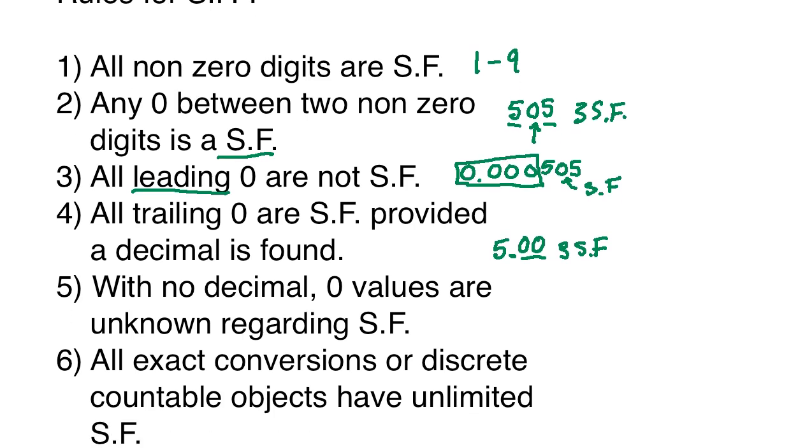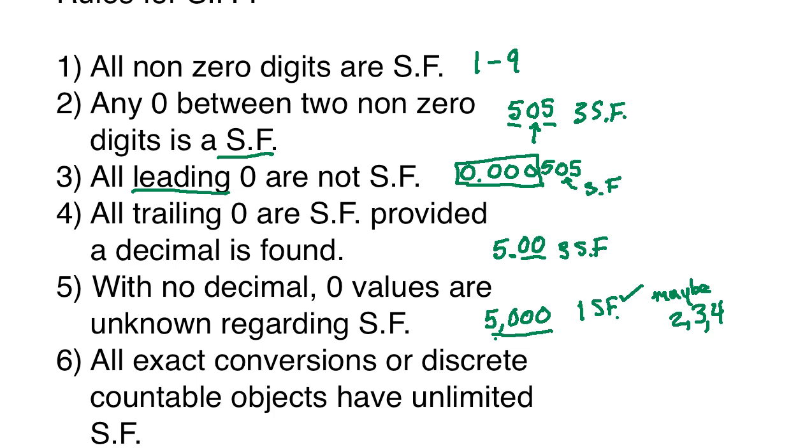Rule 5 handles that, and this one's a bit ambiguous as far as how we determine it. So with no decimal, 0 values are unknown regarding significant figures. An example of this would be, what if I say I have 5,000 and I report a value this way? I don't put a decimal point there. All right. So what you could say here is that you are sure you absolutely have one significant figure. Without a doubt. It could be 2, it may be 3, or it may be 4. Now it shouldn't go above 4 because there's only 4 values here, right?